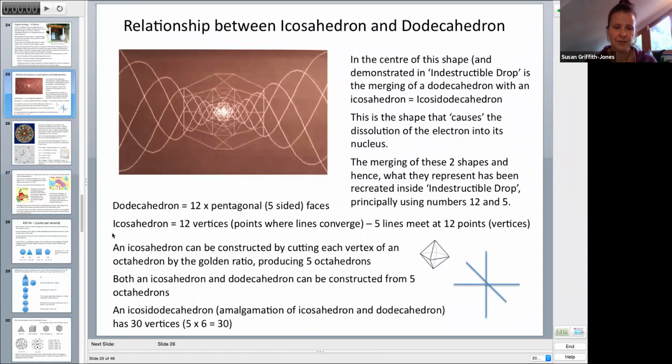An icosahedron can be constructed by cutting each vertex of an octahedron by the golden ratio, producing 5 octahedrons, and both an icosahedron and dodecahedron can be constructed from 5 of these octahedrons. And here is the octahedron split up into its points. An icosahedron, which is the amalgamation of icosahedron and dodecahedron, has 30 vortices. 5 times 6 equals 30.